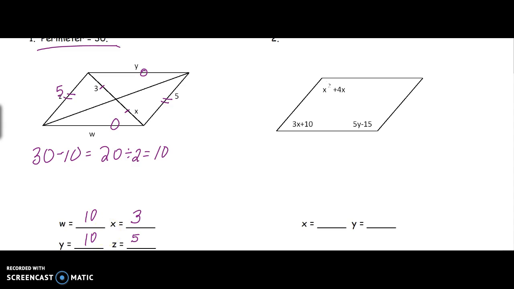So again, all we did in problem number 1 is apply the properties of parallelograms that we know, saying something is equal to each other or something is supplementary.